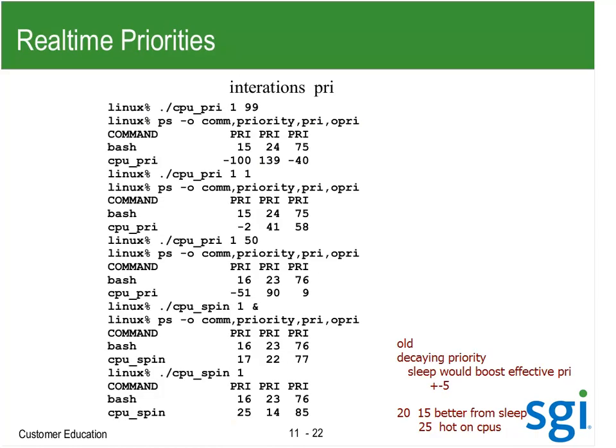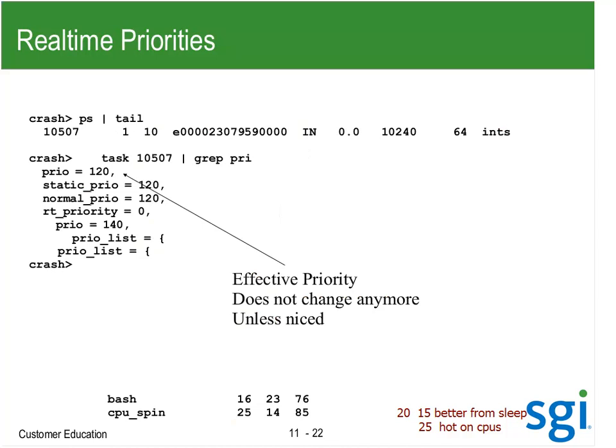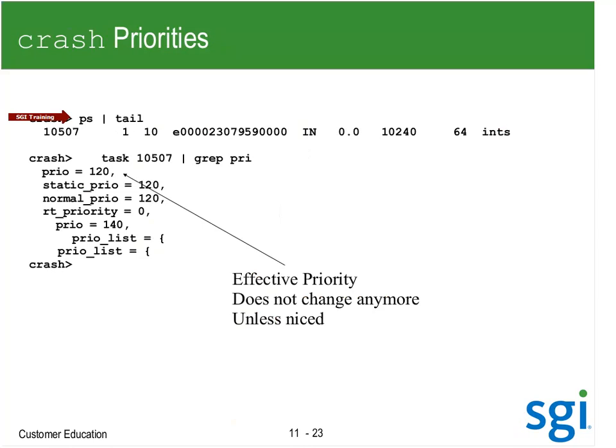So, I was just going through an example looking at different priority schemes. Here I went into crash, did a ps on a particular thread here. Then I did a task command on it. This is old too. Now it's just, no, that's right, that is current. So we're printing out the task structure for that PID and grepping for the priority schemes. And again, everybody comes in at 20 or 120 by default. That was called the effective priority, but as I mentioned, it no longer changes unless you nice.